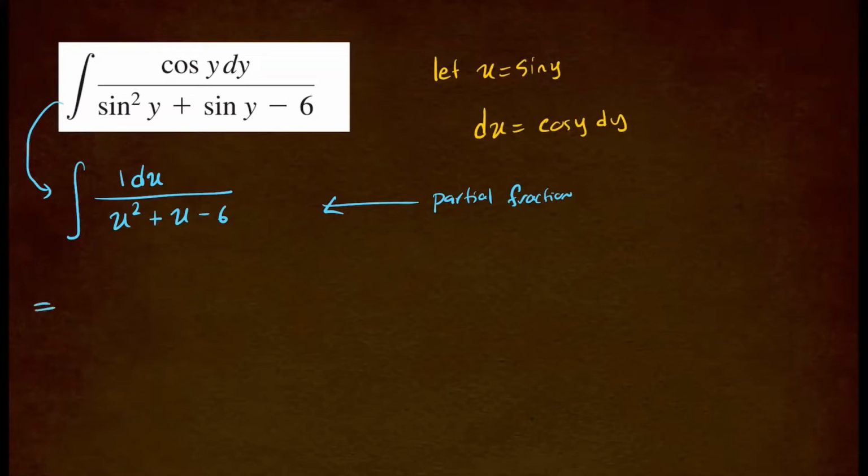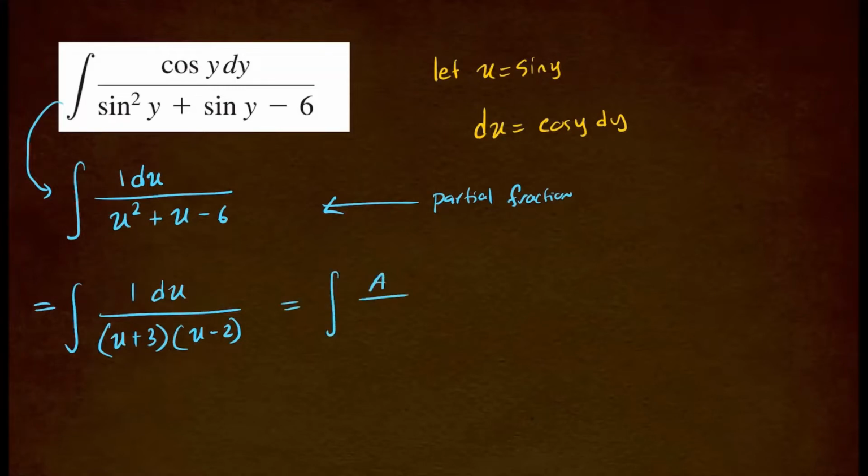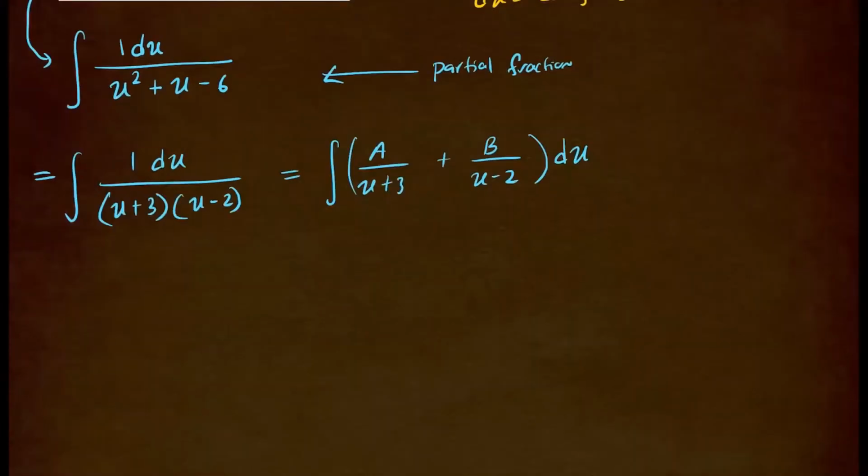Let's factor the denominator. So I have 1 du over, and I can factor the denominator into u plus 3 and u minus 2. Those are the factors for u squared plus u minus 6. Now I can break it up. So I have the integral of A over u plus 3 plus B over u minus 2. Since they are linear factors in the denominator, we put a constant on top. So now let's solve for our A and B.